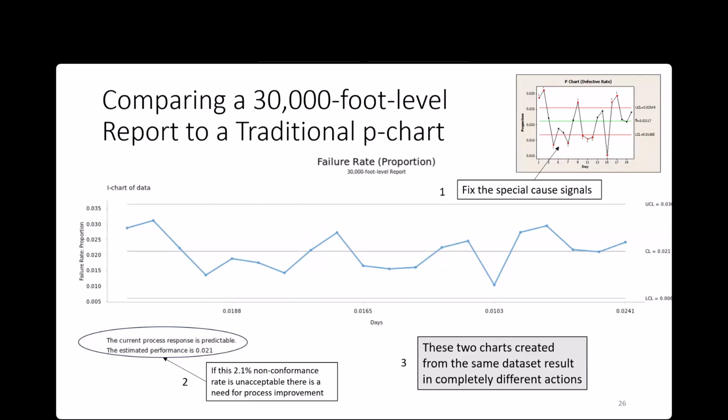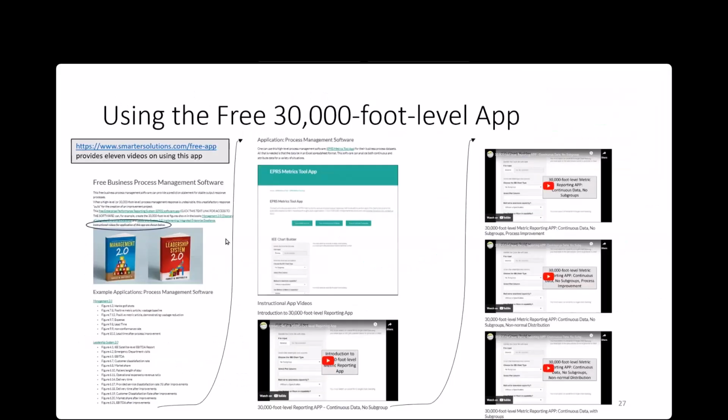But notice how if for number 2 here, for a 30,000 foot level, we're going to be focused on process improvements. But we get very different actions from how we present this information, whether it's a P chart or if we get a 30,000 foot level report of the metrics. That's a big deal. Now, as I mentioned earlier, you can get to this app, and I said that there's like over 10 videos on this app that describes various situations that you can encounter when using this app.